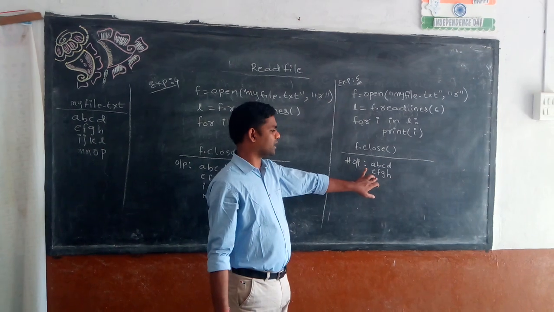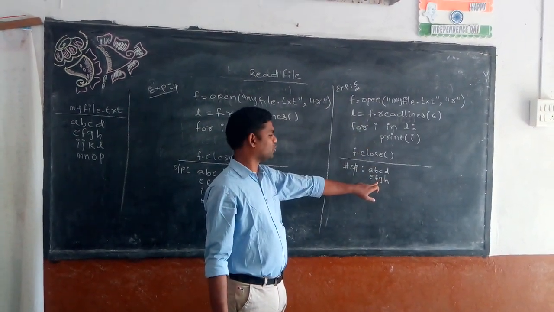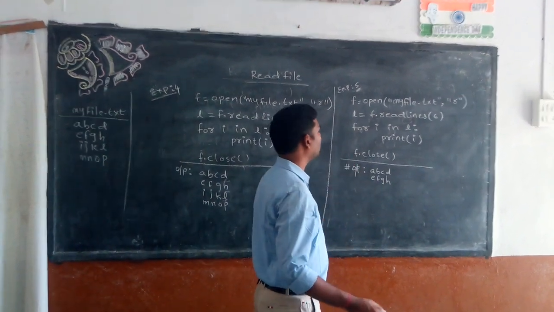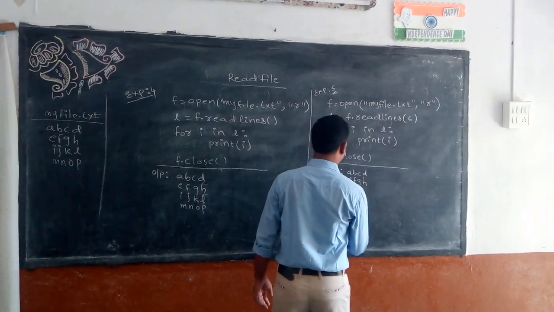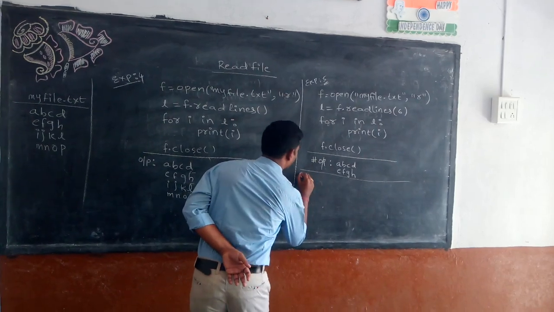Now I will get the output as 8 characters. That means it will read only 6 bytes, so I will get the output as E, F, G, H. Now I will write the same code in this format, the same code, example number 6.